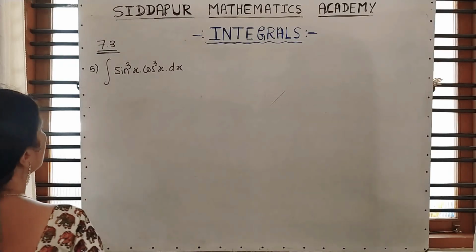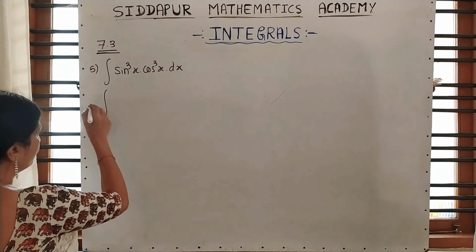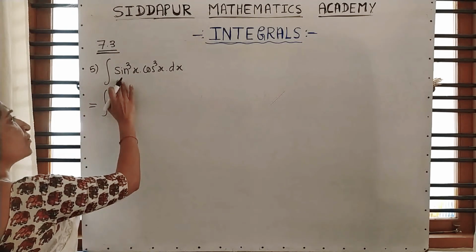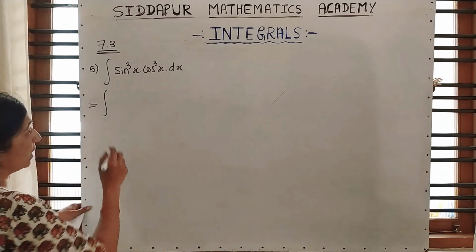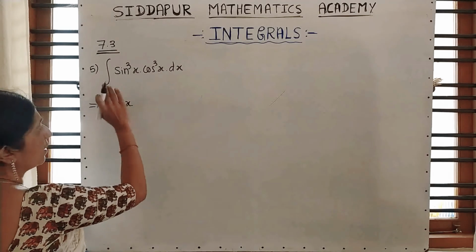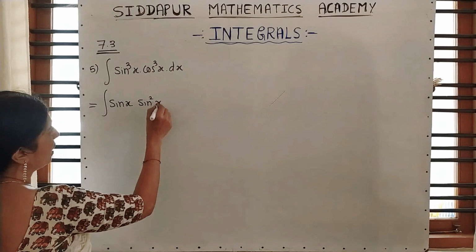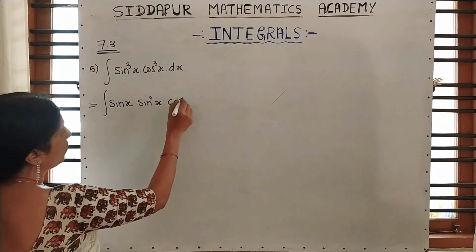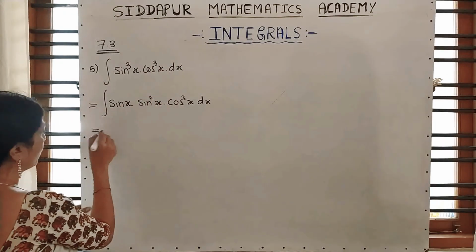Moving to the next question, the fifth one: integration of sin cube x into cos cube x. You know that integration of sin gives you cos but not cos cube, and cos gives you sin but not sin cube. That's why I am splitting sin cube x. You can split any one. I am splitting sin cube x as sin x into sin square x into cos cube x. Either you can split cos cube also.